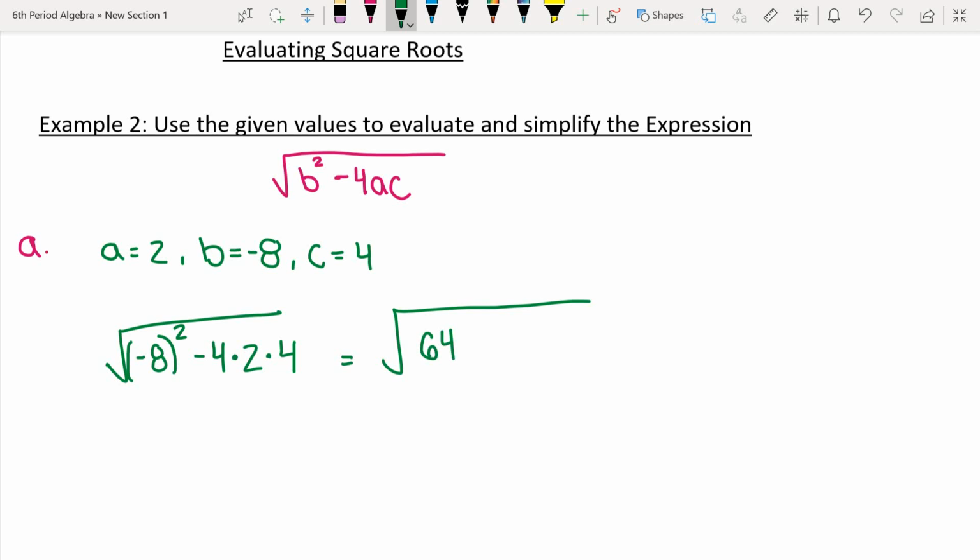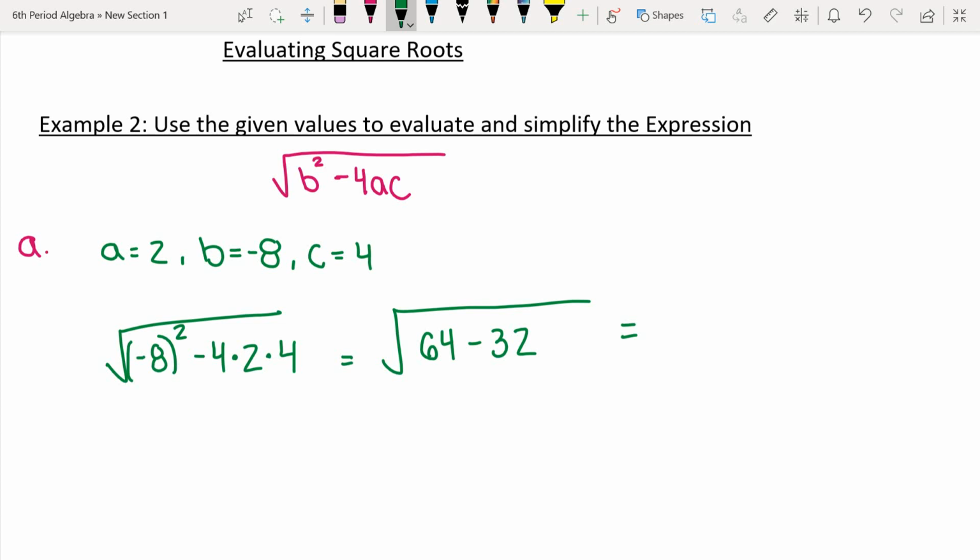And then we have, I like to treat this minus 4 as a negative 4. I find it makes things easier. So if I treat this like a negative 4, then I'm just going to say negative 4 times 2 times positive 4. And that gives me negative 32. I just find it easier to think of it like negative when I do my math. Kind of saves me some time.